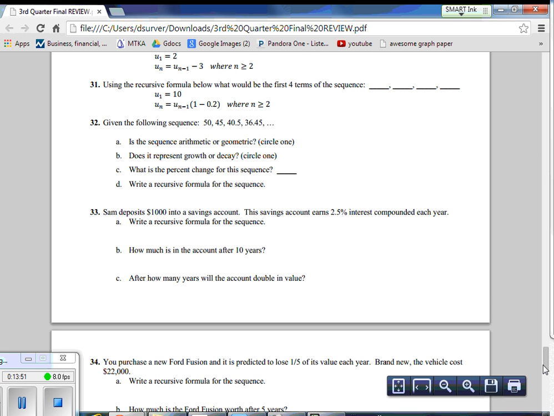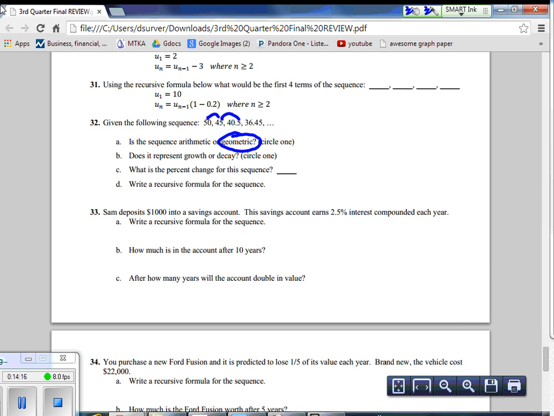Number 32, actually I don't even have to put that in the calculator, because it's just, is it arithmetic or geometric? Well, that's pretty easy. It's going down by 5 the first time, and then it goes down by 4.5 the next time. That's not going down by the same thing every time, so it's not arithmetic. It's not adding one. Therefore, it must be geometric.